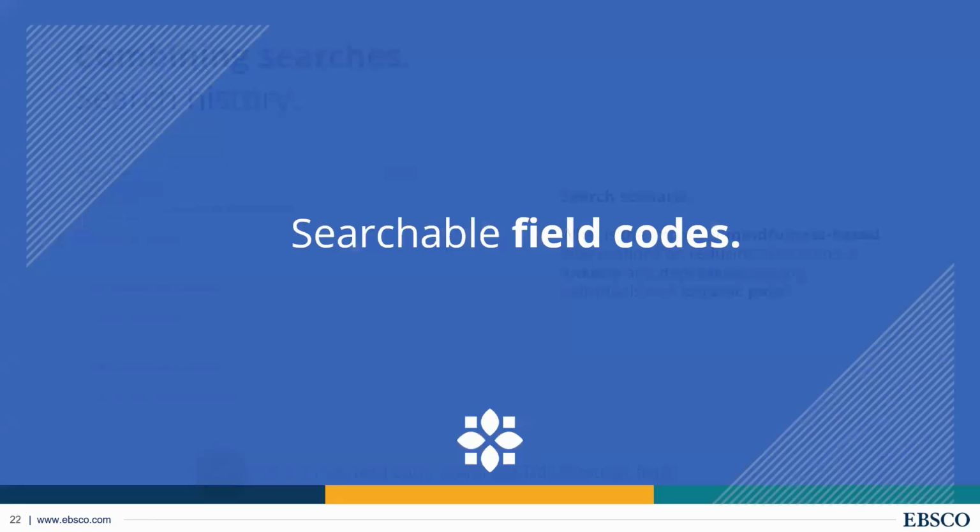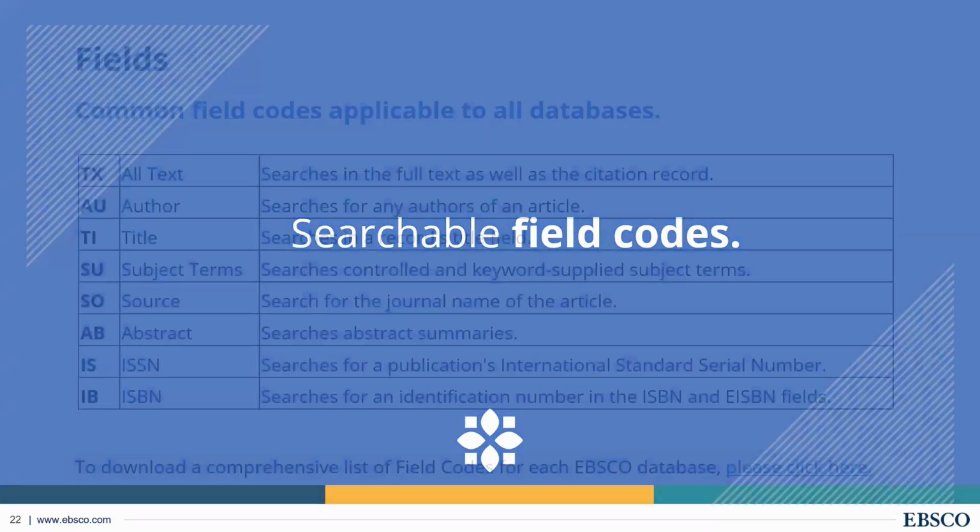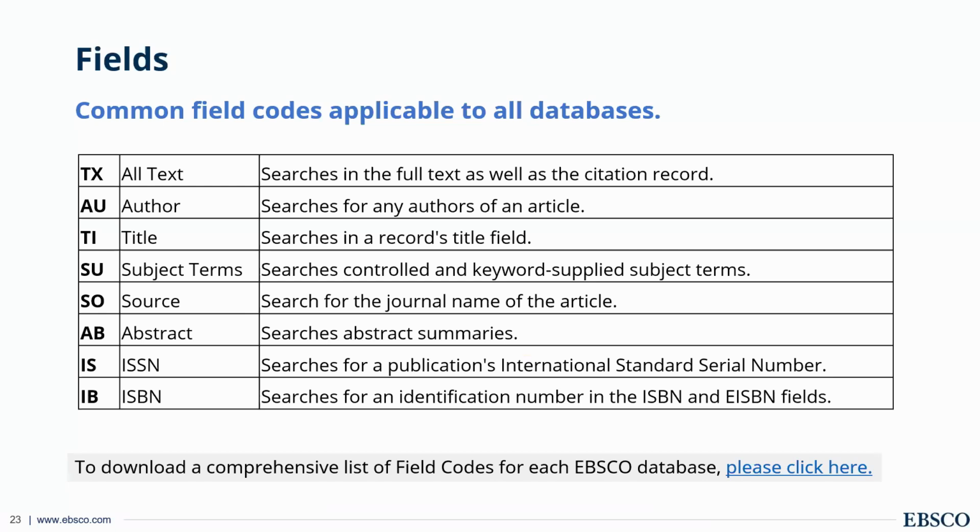So moving on from there, I wanted to talk a little bit more about searchable field codes. Now we've talked a little bit about the XB so far, but I wanted to give a couple of examples. So if we're searching multiple databases, you will see common field codes. So this is a list of the common field codes that are applicable to all databases. So things like our author, title, subject terms, source, abstract, ISSN, and ISBN are kind of our standard core field codes. But each database has its own unique set of field codes.